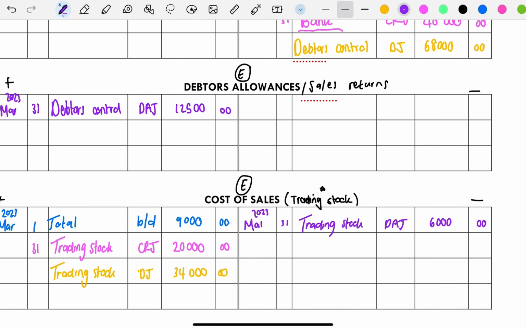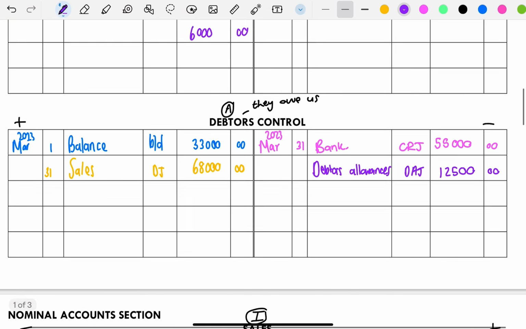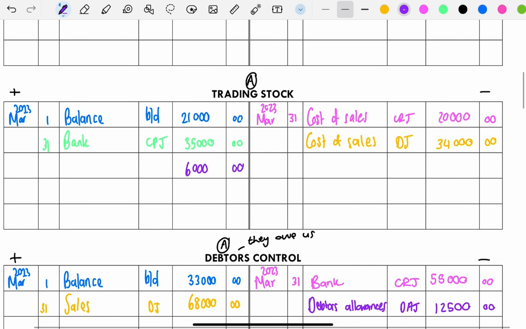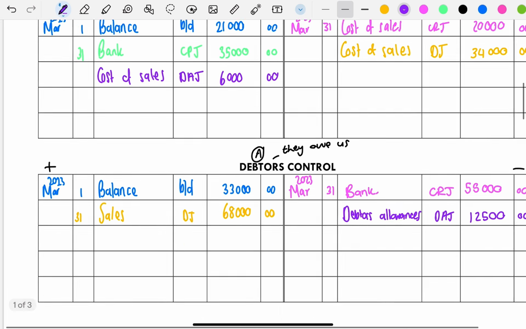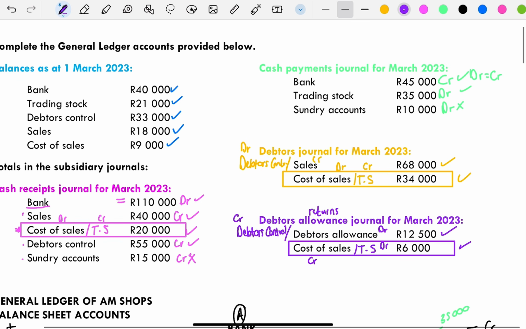DAJ is my journal. And then in trading stock, I go and do exactly the same. This is from the DAJ. And because the debit is in stock, the credit was in cost of sales. And that's it. There I've now posted all my journals. Obviously, the columns that were not relevant or that weren't asked for, I simply ignore.